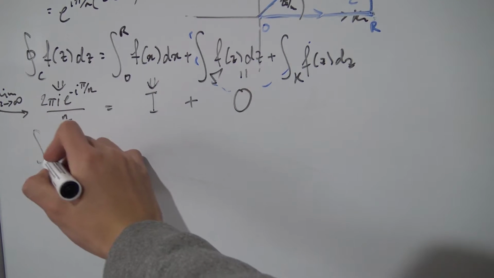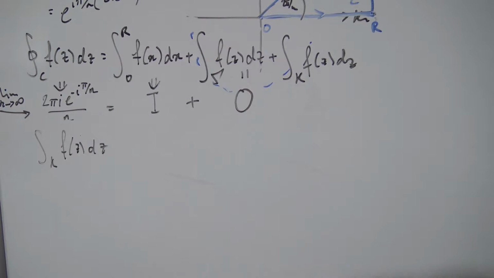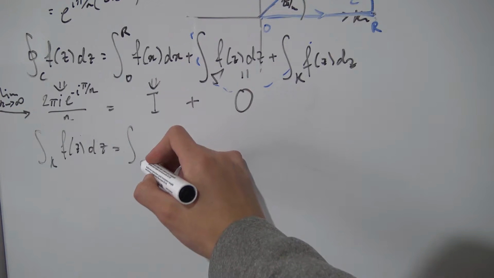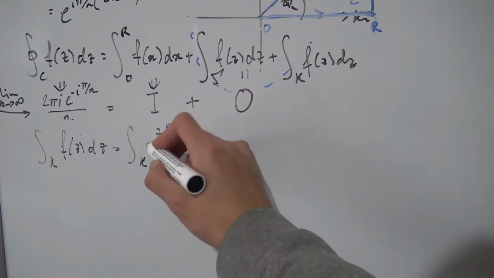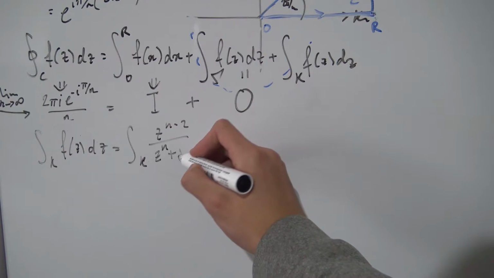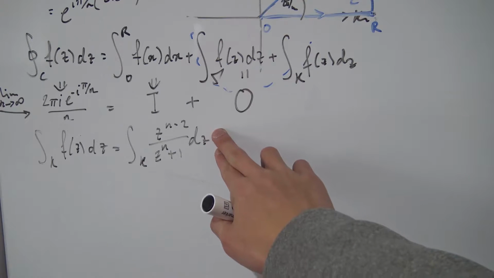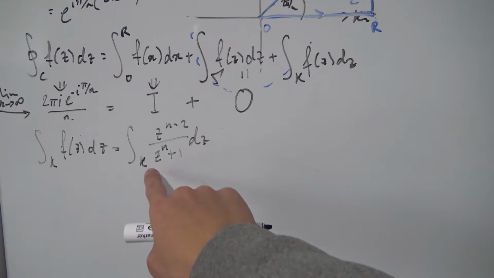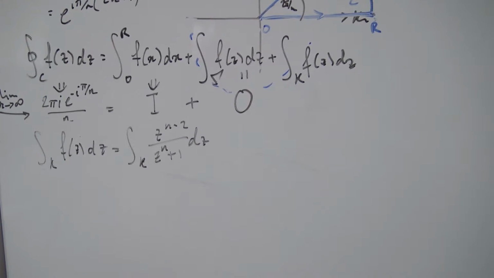So the integral over kappa of f of z dz. How exactly can we go about doing that? Well, let's first of all plug in the definition of our function. So we have our kappa, and then we have z to the n minus 2 over z to the n plus 1 dz. And now what can we do with this right here? Well, we need to parameterize this integral somehow, so we can have some kind of real interval instead of some complex curve in the complex plane. So how exactly can we do that?